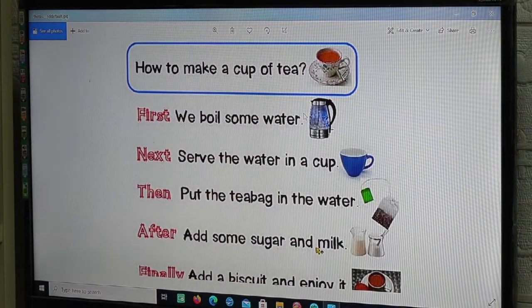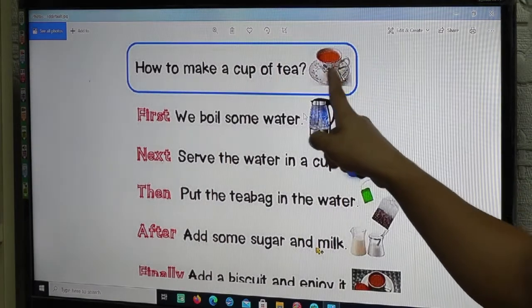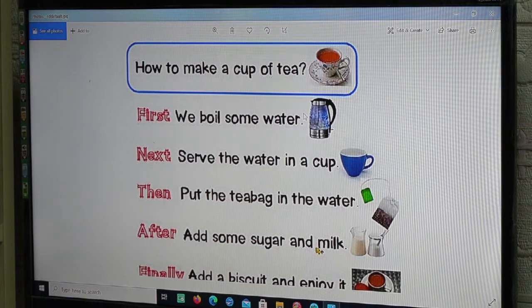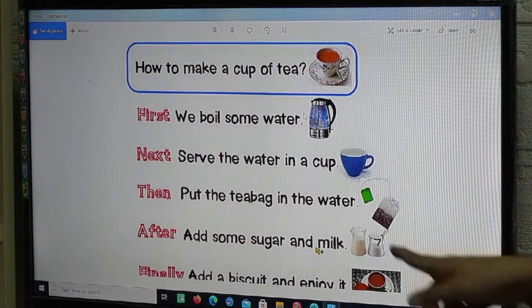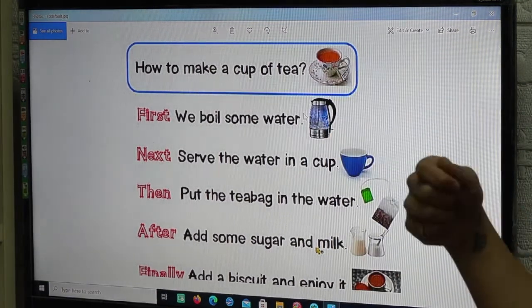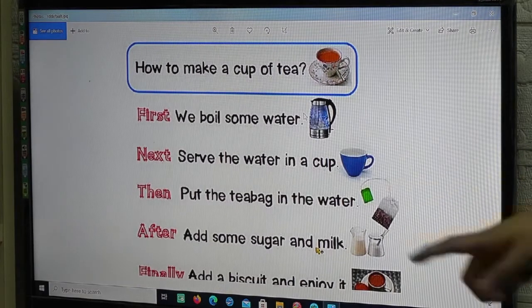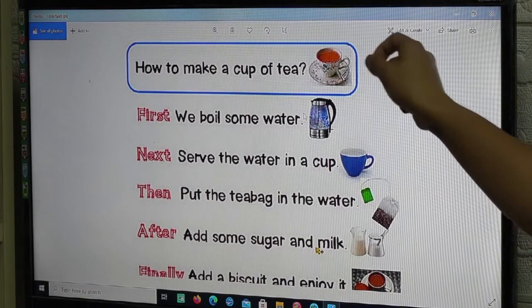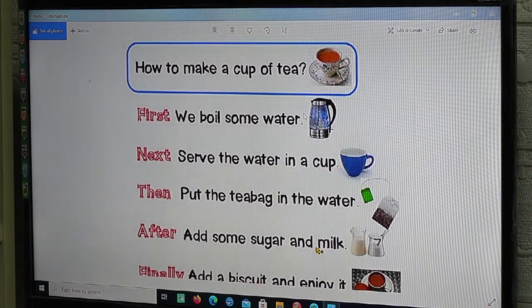How to make a cup of tea. So here we can see this is a cup of tea with a saucer on the bottom to catch any spilled tea. And then we have a small little teaspoon. Now this teaspoon is for us to take up some sugar and then help us stir the sugar, the tea, and maybe some milk if we like.